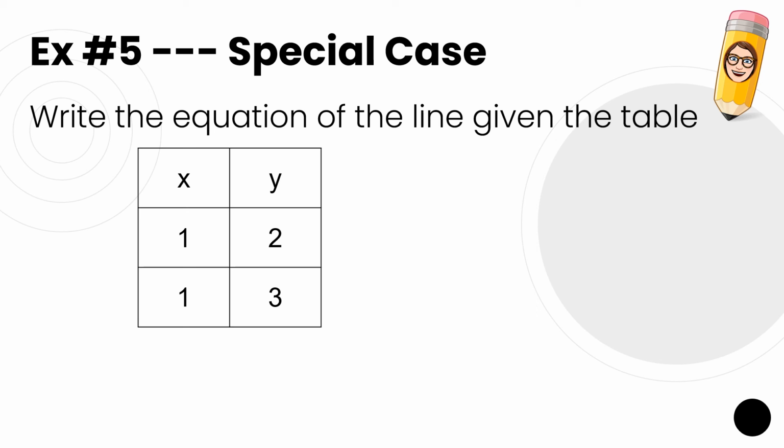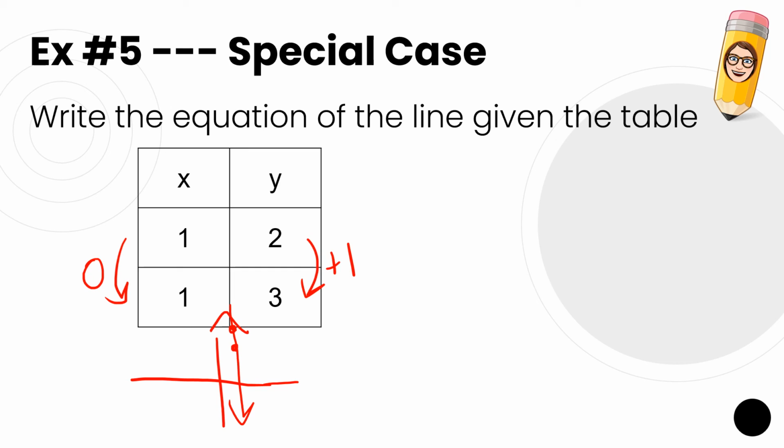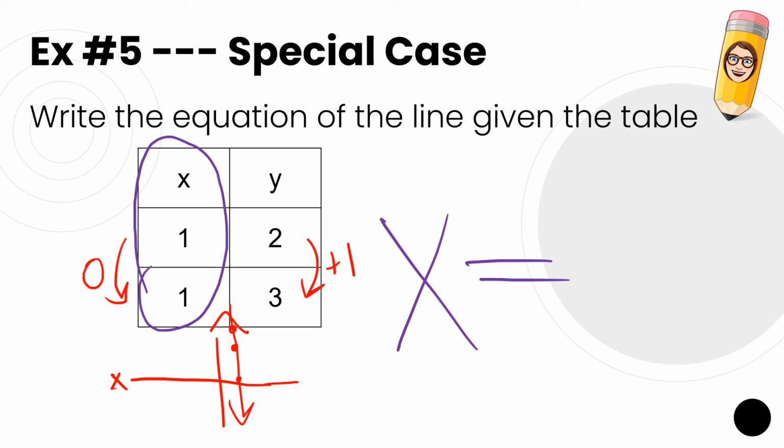Special cases. Take a look at that table. So the first thing I notice is, oh, the change is 1, the change is 0. Let me draw a quick little sketch to show you what this looks like. 1, 2 would be here and 1, 3 would be here. This would be a vertical line. What axis does that vertical line cross? It's slicing the x-axis. At what number? At 1. You guys, here's the thing. If all the x numbers are the same, that's your equation.